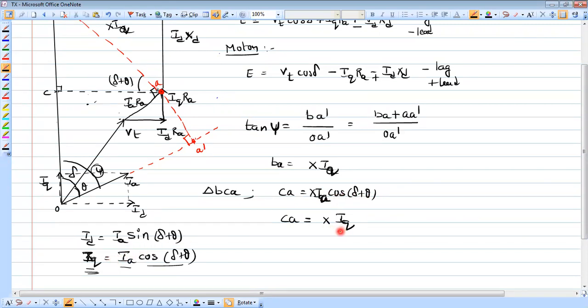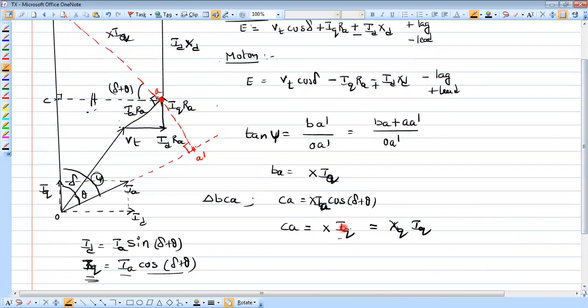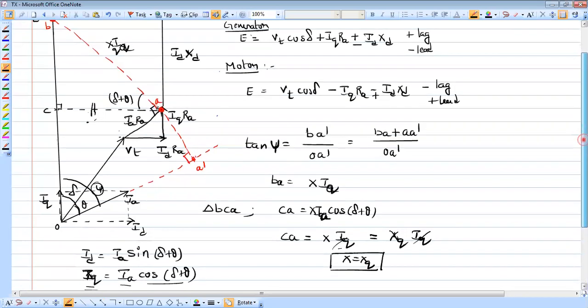So I am replacing this IQ over here, and it is equal to, what is the distance CA here? This distance CA is equal to IQ into XQ. See, this distance is equal to this distance. So that's why it is equal to IQ into XQ. Okay, if you cancel out IQ, X equals what? XQ. So this reactance becomes XQ into IA, isn't it? Okay, clear?